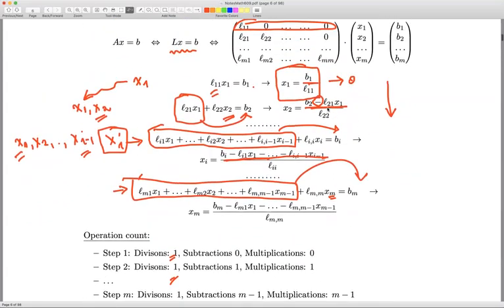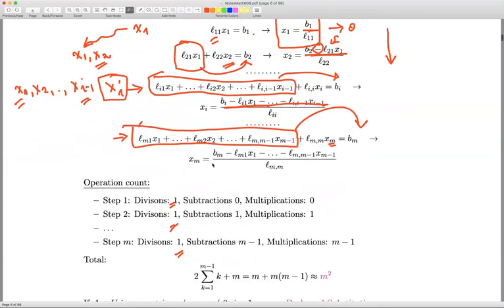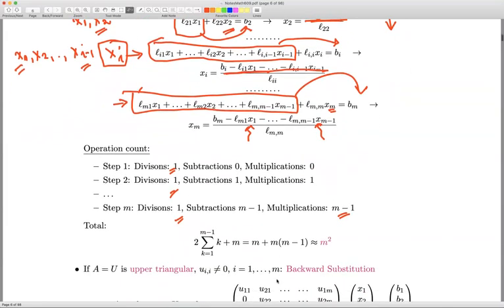The same with multiplications. At the first step, we don't have any multiplication. The second step, we have this multiplication. At the ith step, we'll have multiplication l_i1 x_1 up to l_i,i-1 x_i-1. So at step i, we have i minus 1 multiplications. At step m, we have this multiplication and so on up to this multiplication. So from 1 to m minus 1, we end up with m minus 1 multiplications.